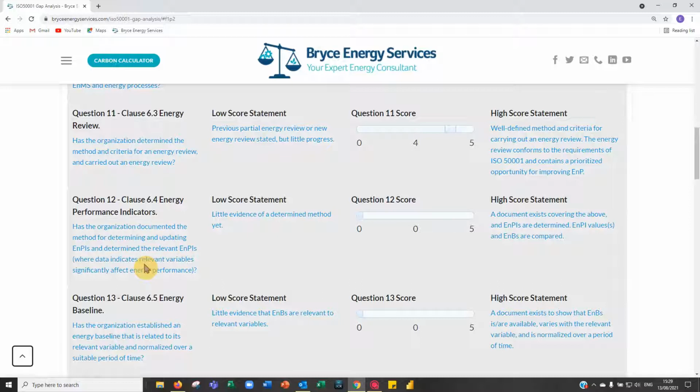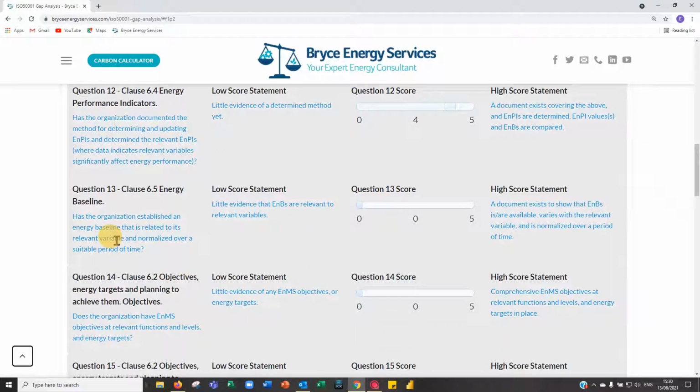Energy performance indicators. So establish how much energy you use per item produced. So trivial example, if you're a car factory, how much energy per car? If you're making widgets, how much energy per widget? If you're making cables, how much energy per meter or per 1,000 meters? As long as it's a reasonable balance. If you're creating thousands of small products, it might be worthwhile grouping it into batches or containers of product.